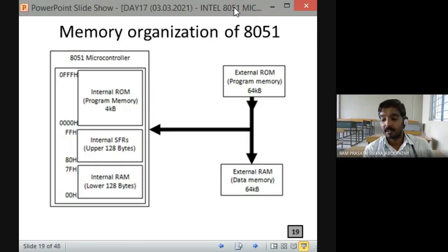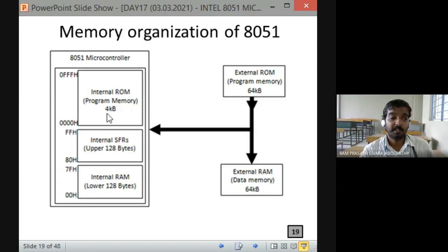In the case of a microprocessor, we all know the entire program memory or data memory can be present externally, correct? Whereas in the case of a microcontroller, both program and data memory are available inside the microcontroller. That means on-chip program and data memory are available. So here in Intel 8051, we have discussed the size of ROM and RAM, correct? So the internal program memory is 4 KB.